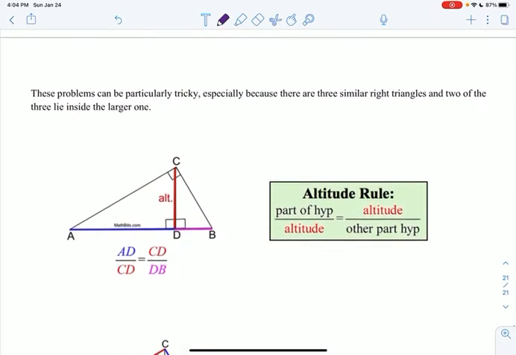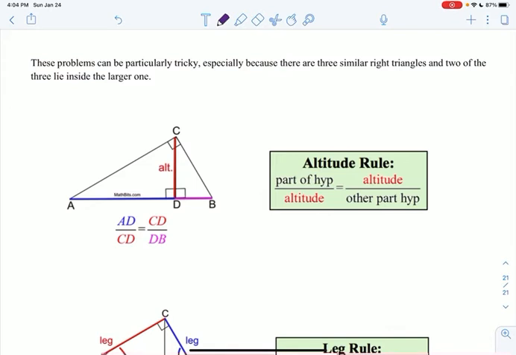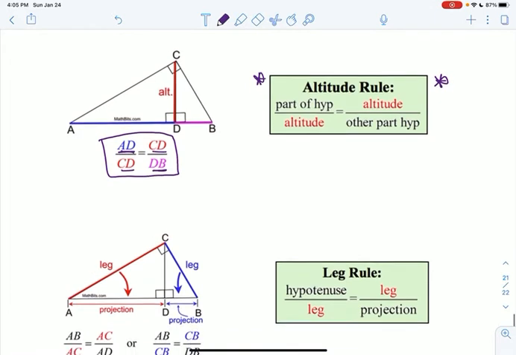So these problems can be tricky, especially because there are 3 similar triangles that are going on. 2 of the 3 lie inside the larger one. So one rule is anytime you have the altitude, you're just going to set up a proportion. The altitude's going to go in the bottom left and the top right, and the other 2 parts of the proportion are going to be part of the hypotenuse and the other part of the hypotenuse. So here's an example with sides right there, so you can see the altitude is CD, so the altitude is going in the bottom left and top right. Part of the hypotenuse goes on the left, top left, and the other part of the hypotenuse goes in the bottom right. So that's the altitude rule.